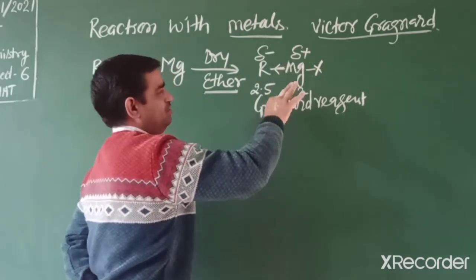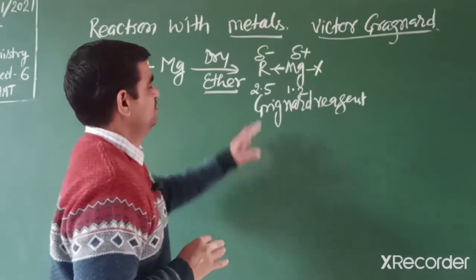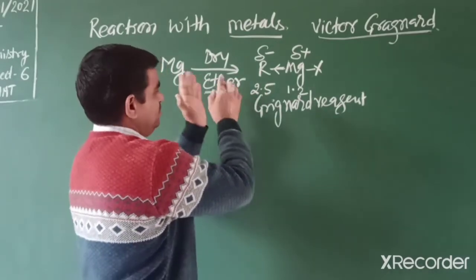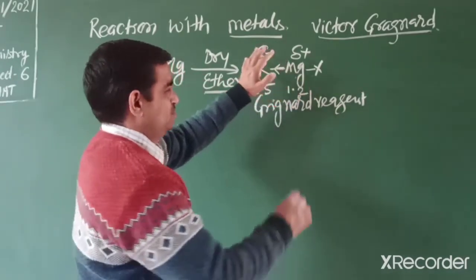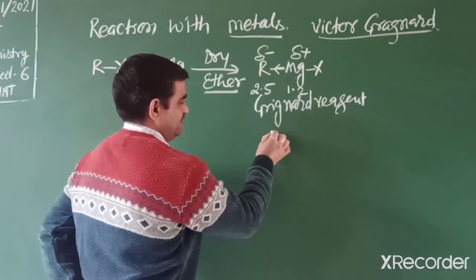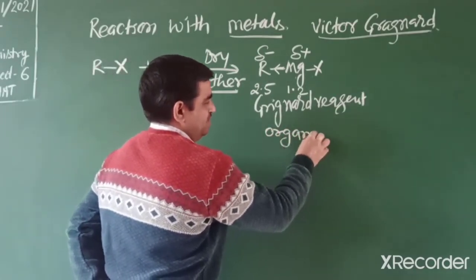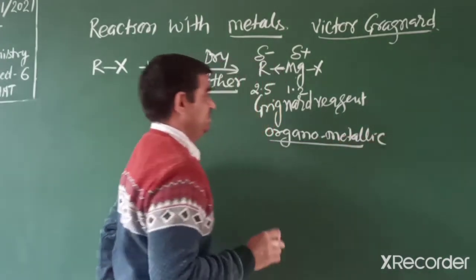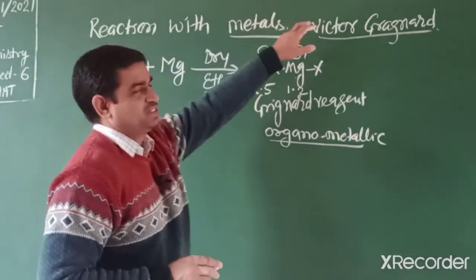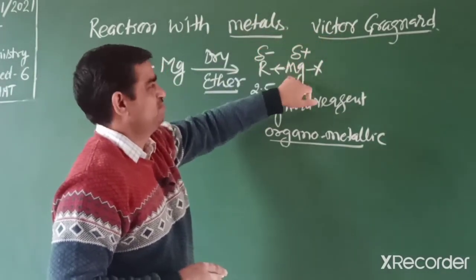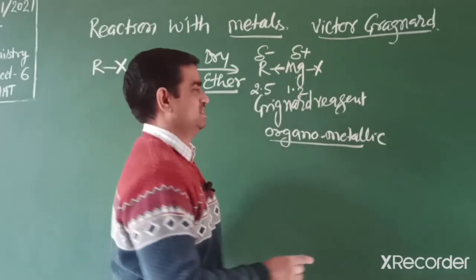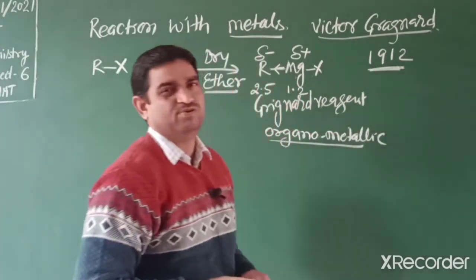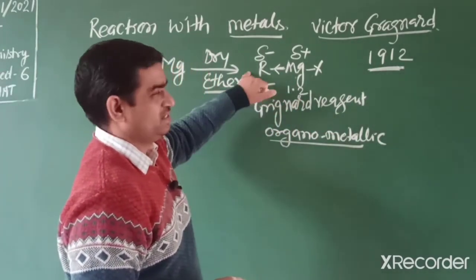so carbon bears a partial negative charge and magnesium bears a positive charge. So this compound is polar in nature and highly reactive, and it is known as an organometallic compound, because the bond is between carbon and a metal. Such compounds are known as organometallic compounds. For the synthesis of this compound, Victor Grignard received the Nobel Prize in chemistry in 1912.